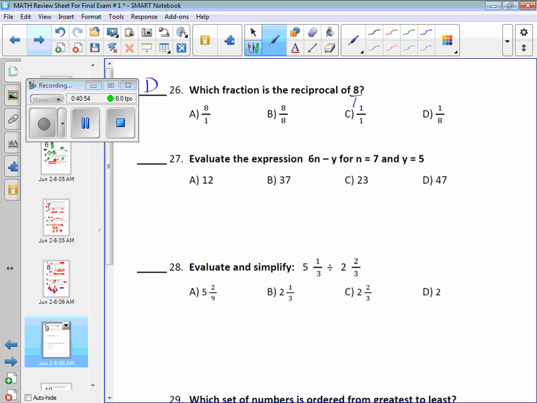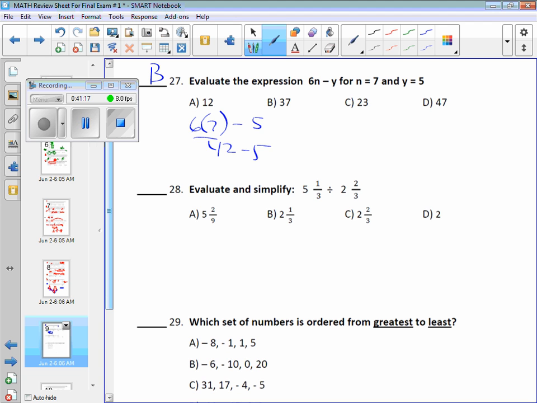Okay, we're going to substitute the values for n and y, and then evaluate the expression. So n is 7 minus 5. 42 minus 5. Get you 37. B. All right, here comes division again. What do you do first?